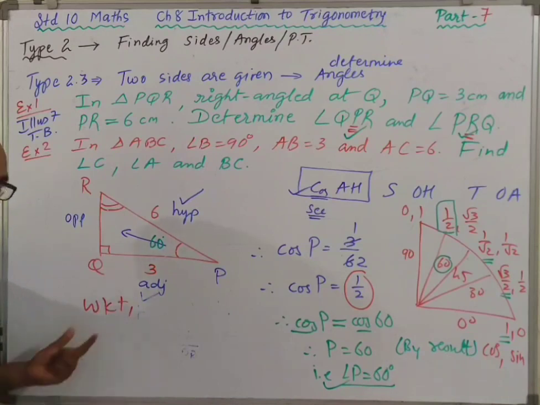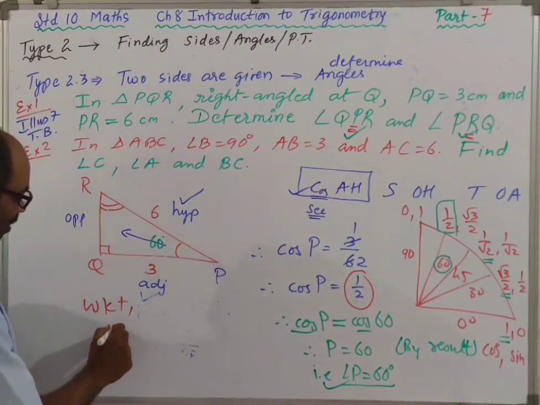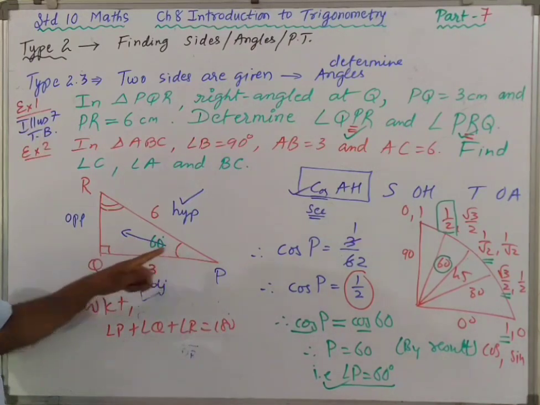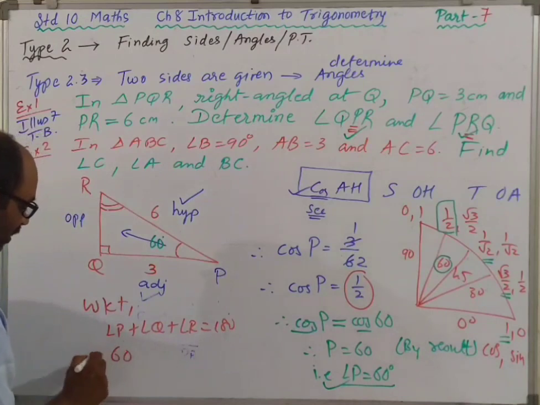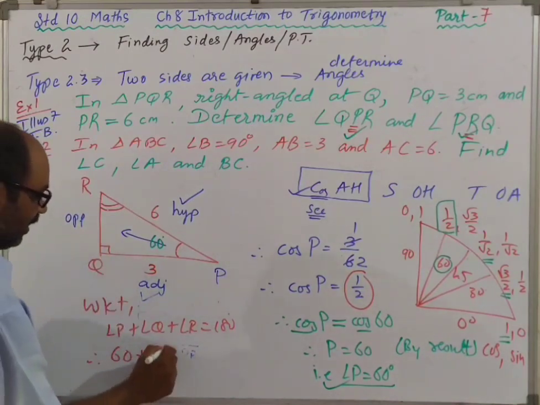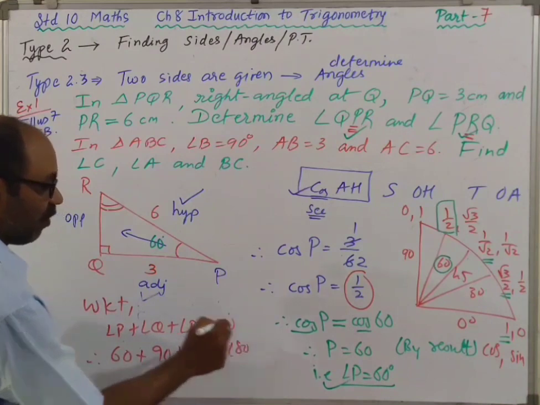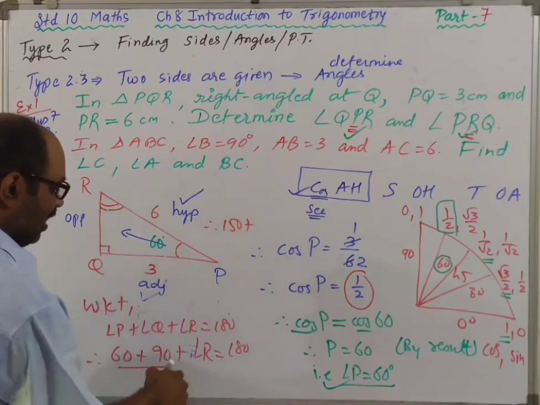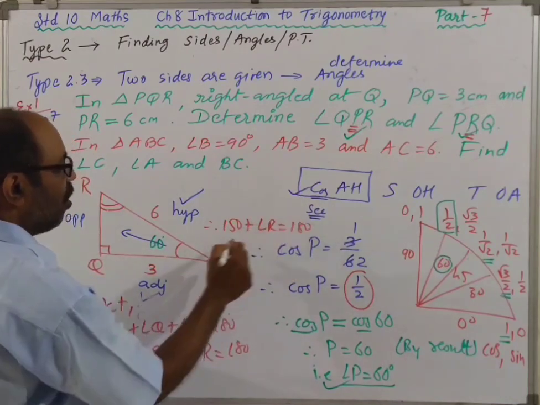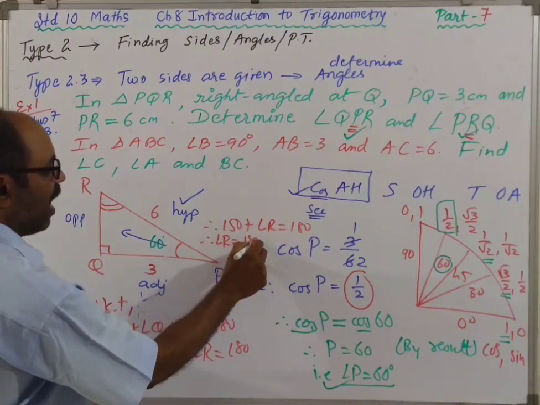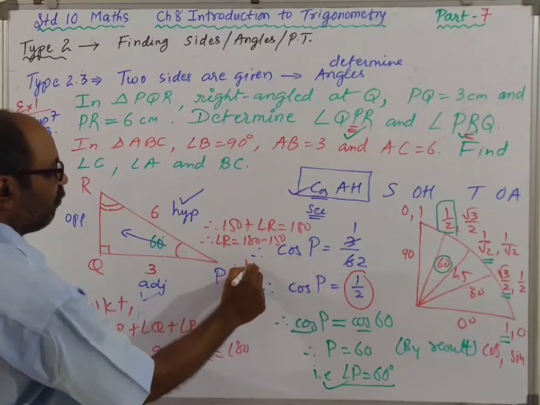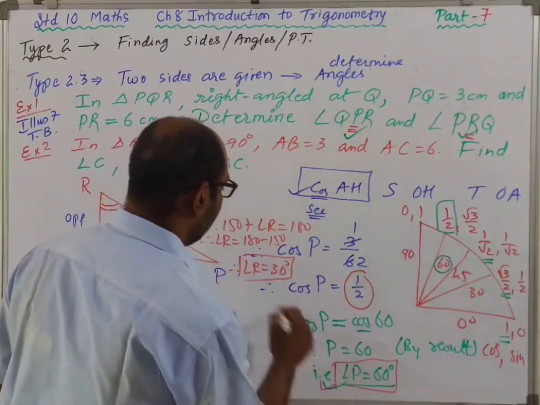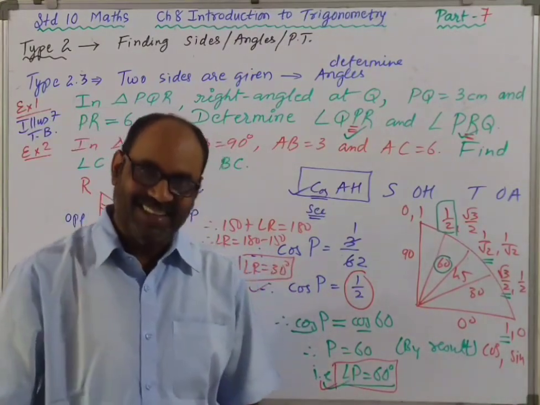We know that, and don't write in short form, please. Angle P plus angle Q plus angle R is equal to 180. What is P? Now we got this, 60. Therefore, Q, that is 90, plus angle R, that is what we are looking for. What is the total measure? 150 plus angle R is equal to 180. So angle R is 180 minus 150. Therefore, angle R is 30 degree. So you got measure of angle P is 60 and measure of angle R is 30 degree.